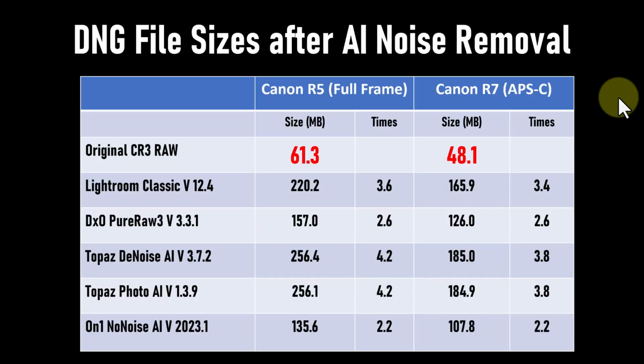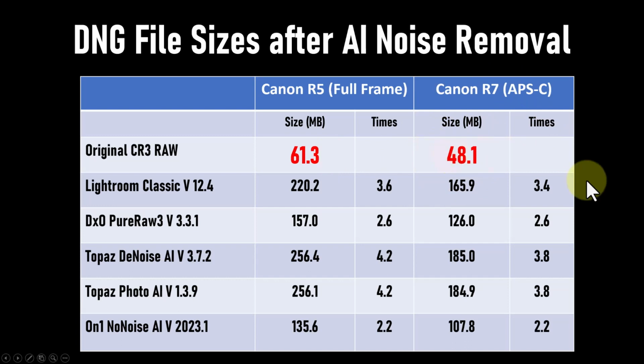Now, here we are. We're looking at the DNG file sizes that came in after noise removal. And what we're going to see is the original raw file, the .cr3 file that came from Canon. The original file for the R5 was 61 megabytes, and the Canon R7 was 48 megabytes.